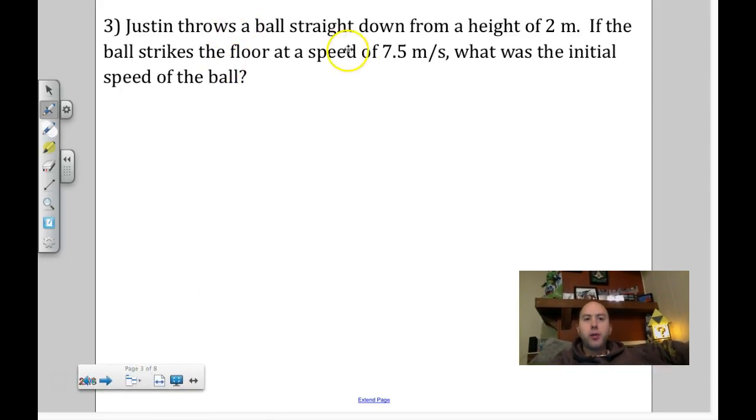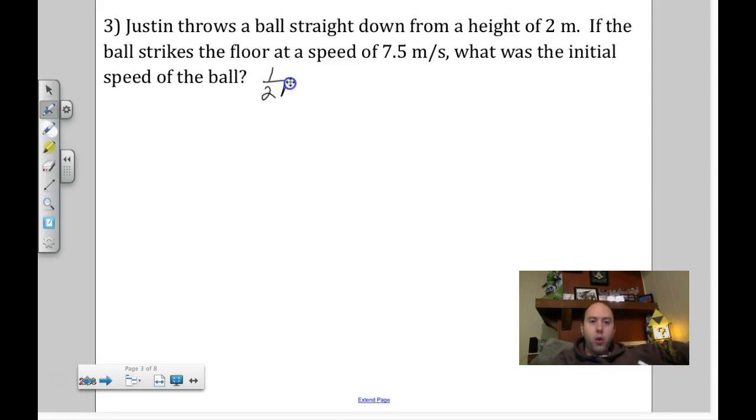It says Justin throws a ball straight down from a height of 2 meters. If the ball strikes the floor at a speed of 7.5 meters per second, what is the initial speed of the ball? Now, this is going to be the toughest one yet, just because of how we have to move things around.